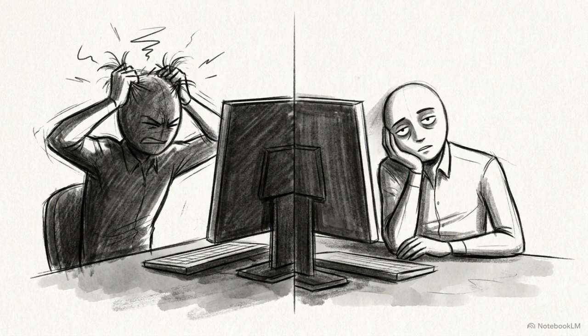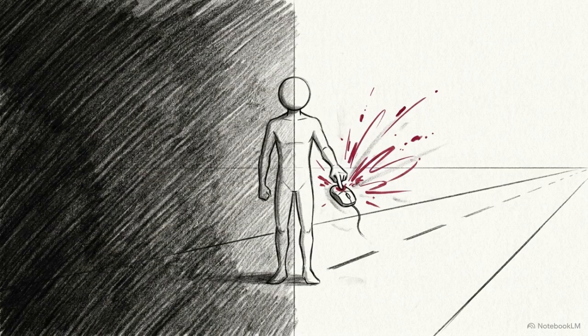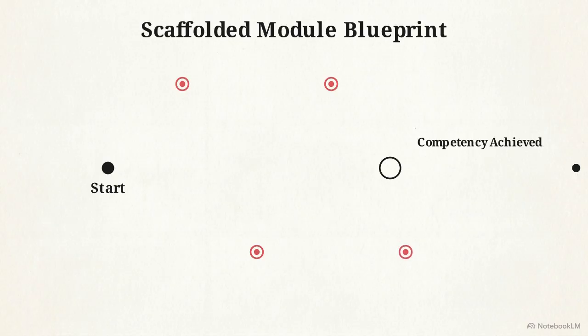You spend weeks building a training module, only to discover it creates two completely different reactions. Your beginners are staring at a massive, terrifying climb, while your experts are staring at a flat, endless straightaway, desperately clicking next out of pure boredom. The scaffolded module blueprint creates a single structure that accommodates both extremes through learner-led navigation.